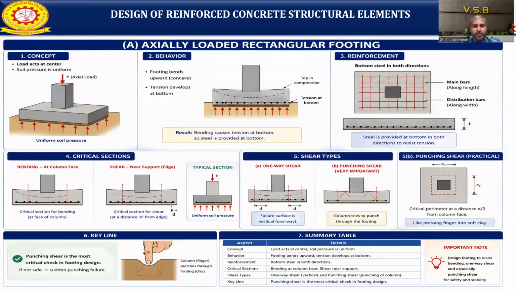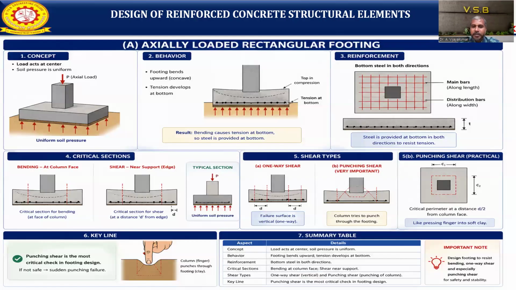If not safe, sudden punching failure will happen, which we need to consider properly. So the concept of this footing is that the load acts at the center, in which case the soil pressure will be uniform. The footing bends in the upward direction, so tension develops at the bottom and compression at the top. So reinforcement is provided as bottom steel in both directions, the longitudinal and the lateral. So the critical section is bending at the column faces and shear near the support.